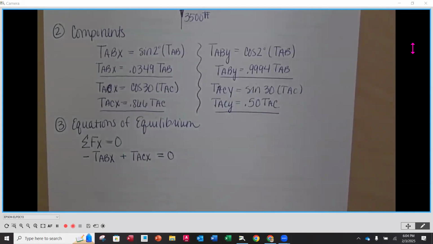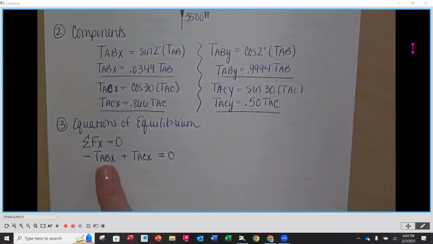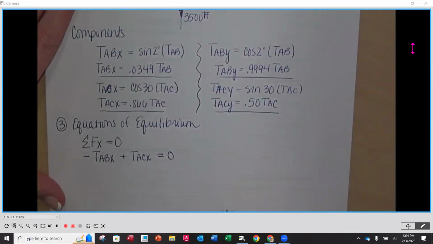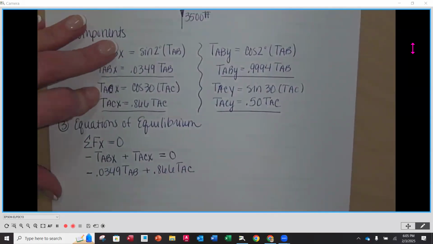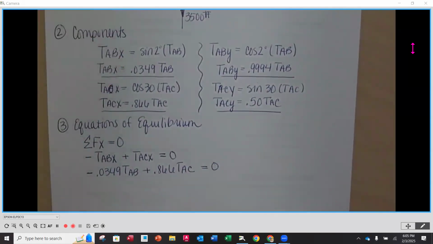All right. Now what we're going to do is substitute the values for each one of these from what we had gotten up on top. So for TAB, we got 0.0349 TAB. So this is going to be a minus 0.0349 TAB. So we're putting the X in terms of its hypotenuse. We are ultimately going to want to know what the hypotenuse is because that's the tension along that cable. Plus TACX is 0.866 TAC. And then we're going to set that equal to 0.